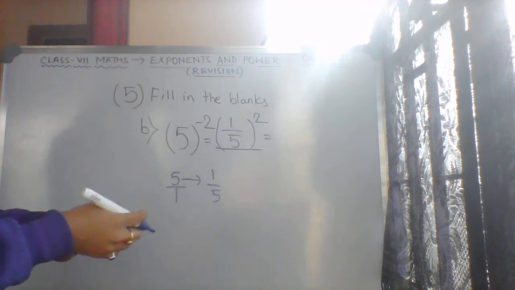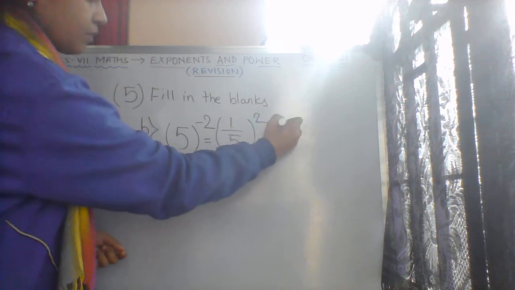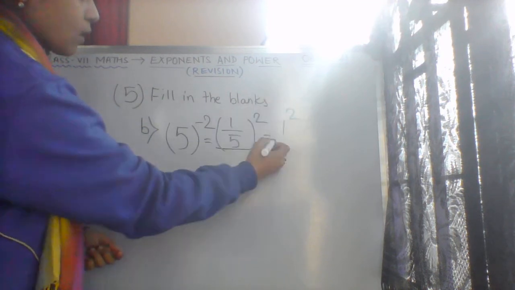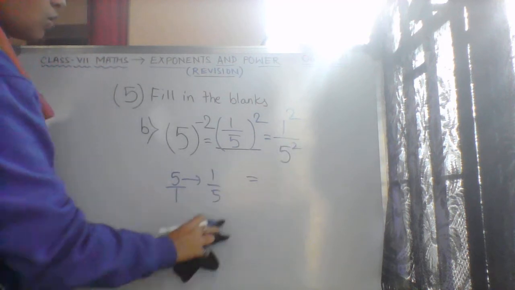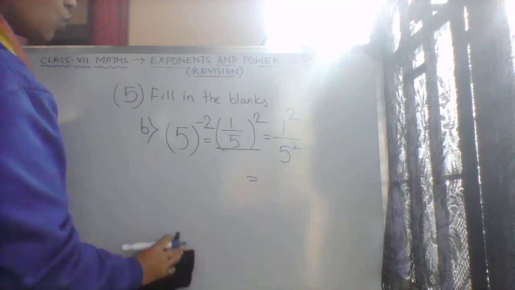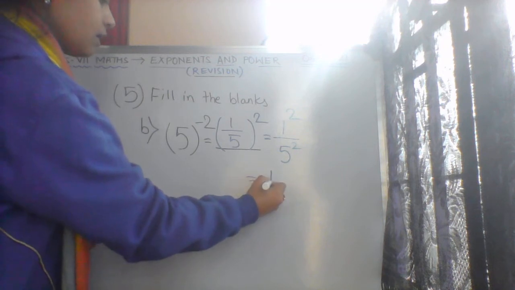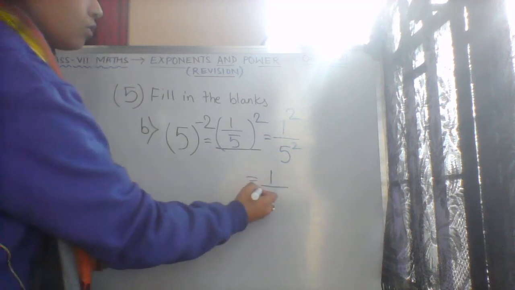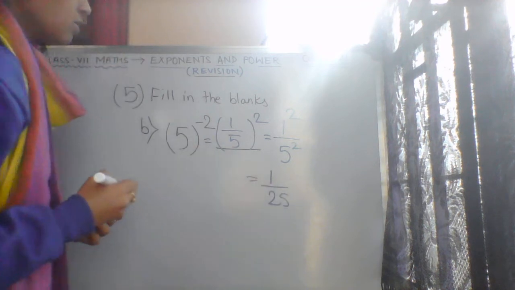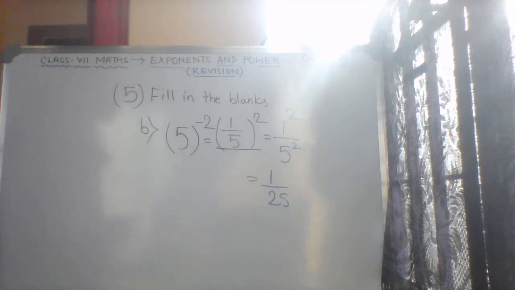Now how much is that? You divide them. So it is 1 square divided by 5 square. 1 square is 1 into 1. 1 to the power anything is 1 only. Divided by 5 square, 5 into 5, 25. Okay, so you have just understood how to apply this one.